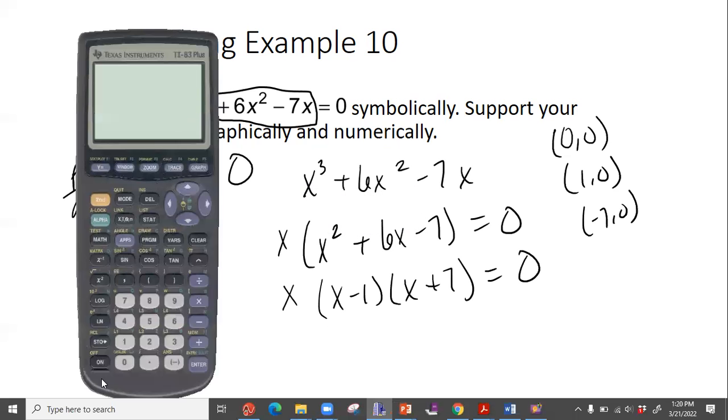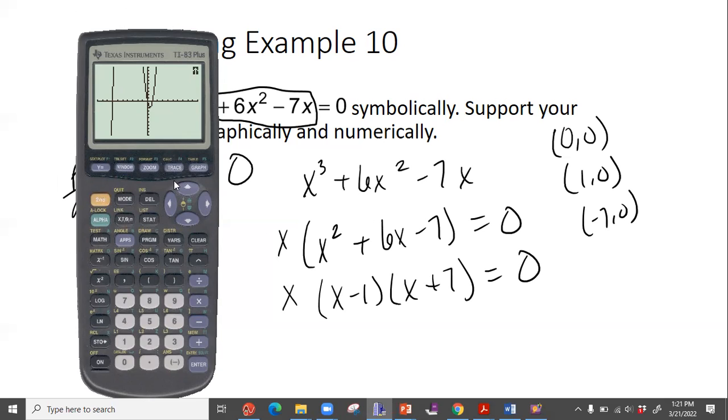So we're going to graph x cubed plus 6x squared minus 7x. And hit graph. And if I did it right, I should cross at 0, 1, and negative 7. Do I cross at 0, 1, and negative 7? Yes. So this is your graphically. Does that make sense? Right here? Boom, boom, boom. So this is graphically.